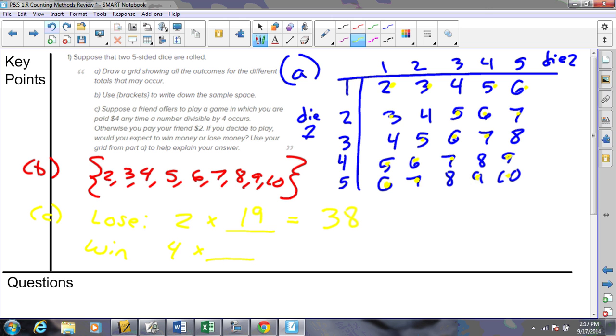But when we start looking at the wins, we have 1, 2, 3, 4, 5, 6 ways to win, which gives you 24. Do you want to play the game? Yeah, this is one where you would lose $38, but you win 24. So in the long run, you play the whole game out, it's expected that your buddy's going to take $14 from you.